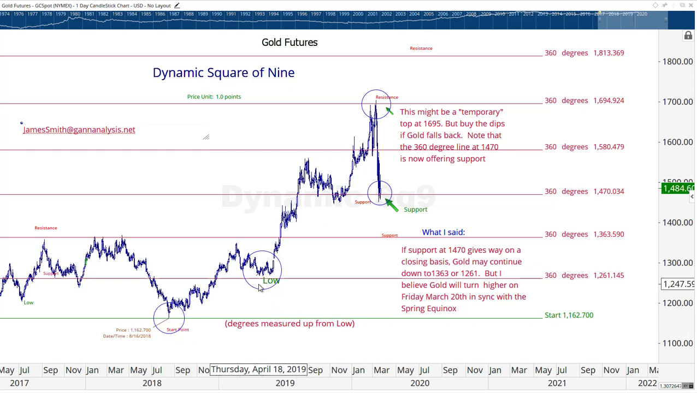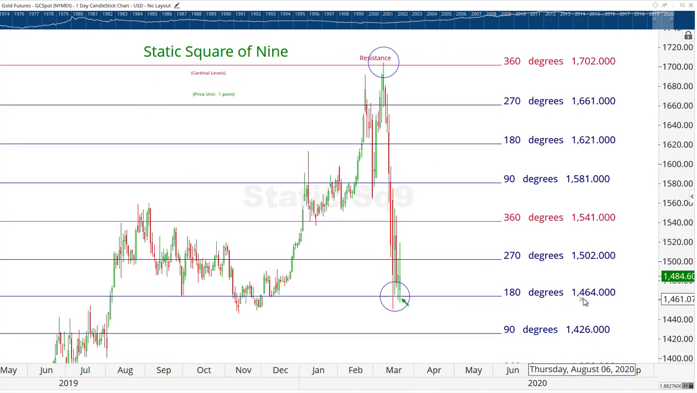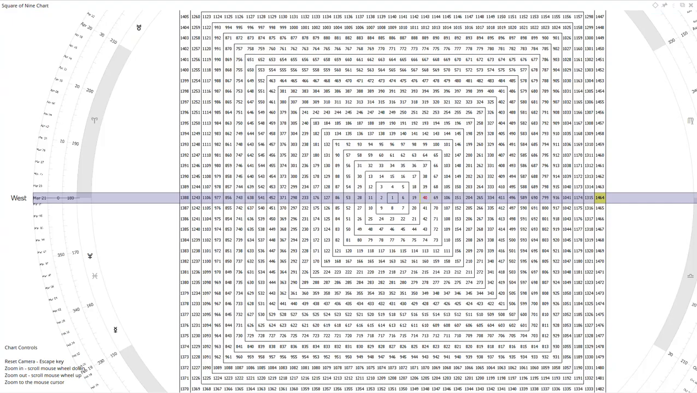So here we go, 360, 1261, 1363, 1470. That's 3 spins around the Gann wheel. And guess what? That's a higher low. So 1470 on the dynamic square of 9, or if you measure from the center of the Gann wheel, it'd be 1464, which I just showed you. 1464 is 180 degrees from the date of March 20th in time. So what you have here is time and price in opposition to each other. They're in some sort of balance. And what Gann said is that when time and price are in balance, look for a change in trend.